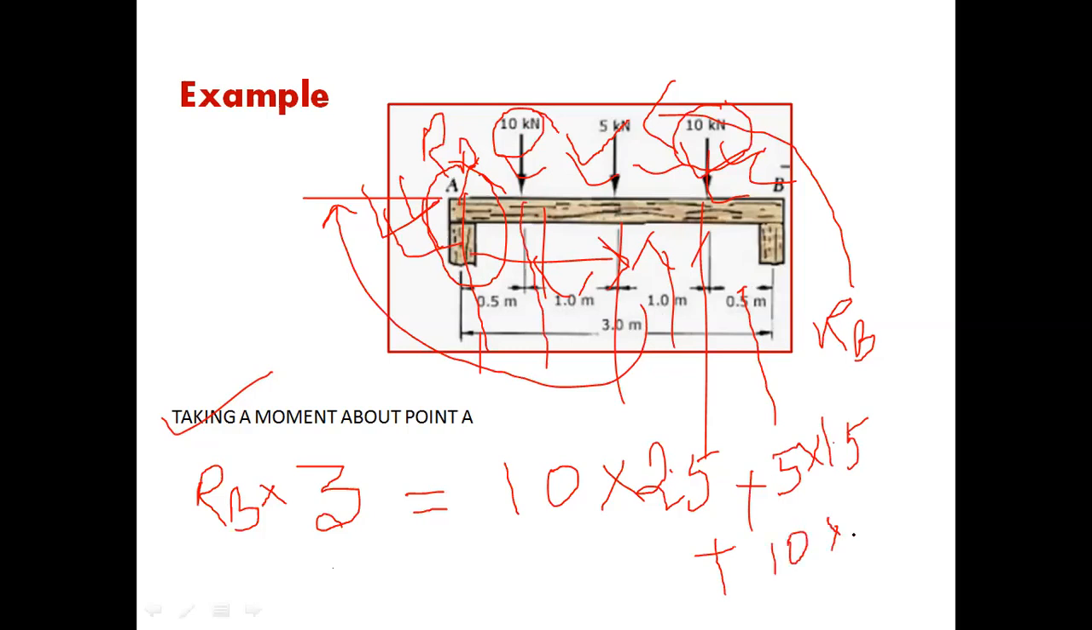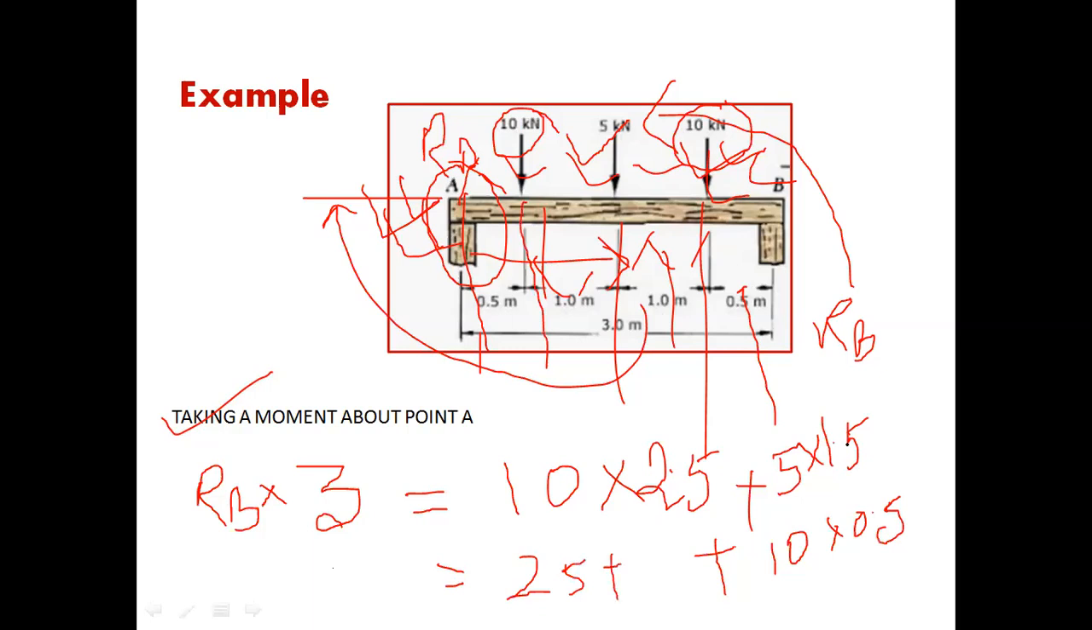0.5 times 10. It is a simple calculation. We can easily find out this value. What is the value of this? This 10 times 2.5 means 25.